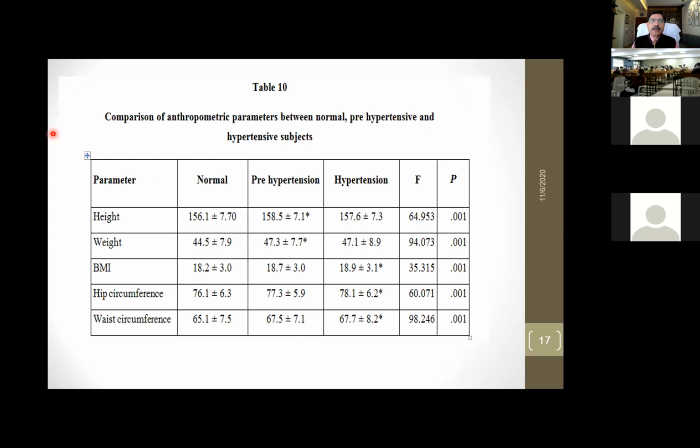Now, look here, comparison of anthropometric parameters in normal, pre-hypertensive and hypertensive: height, weight, BMI, hip and waist. Normal people, pre-hypertension, hypertension. They have taken that and then you do an ANOVA, and after ANOVA you get a post hoc test that will tell you the between-group differences also. Here also this is a parametric distribution because the standard deviation is very much less than half in all the boxes.